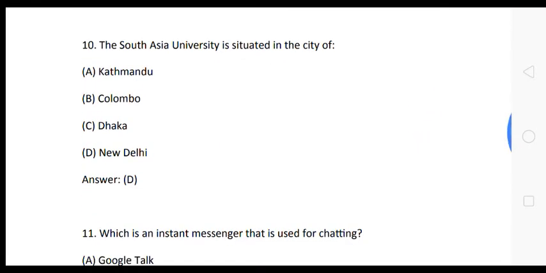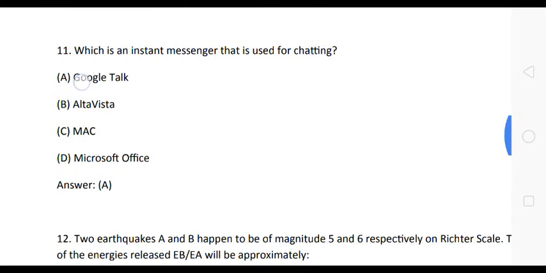Okay friends, now let us see the next question. Very important question. The South Asia University is situated in the city of? Here the correct answer is option D, New Delhi. Okay friends, New Delhi is the correct answer. Option D is the correct answer.